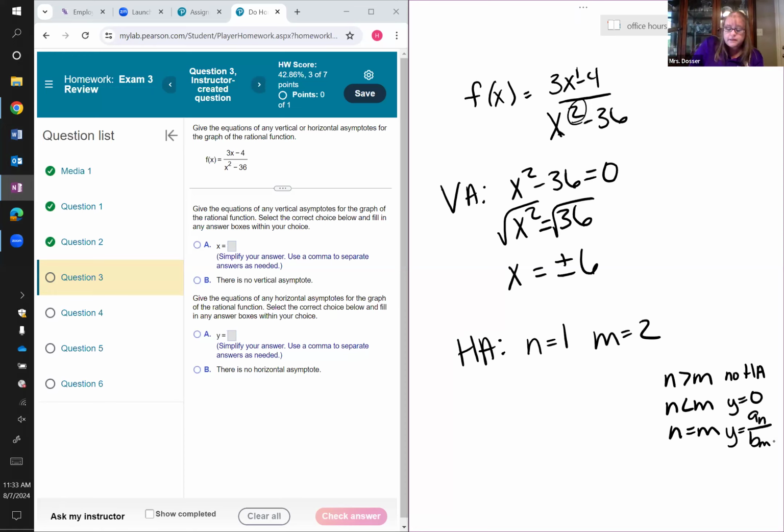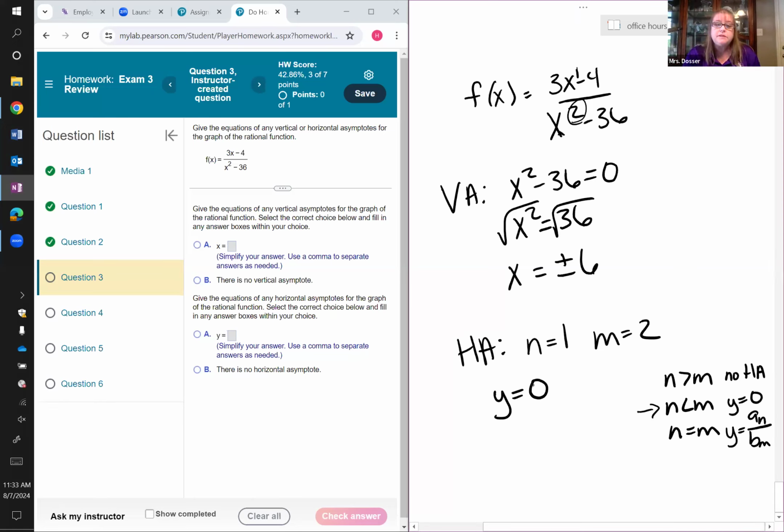And so looking at the numbers we have, n is 1, m is 2. So we know that n is less than m. So we're using this middle rule here. And when n is less than m, we know that we have a horizontal asymptote of y equals 0.